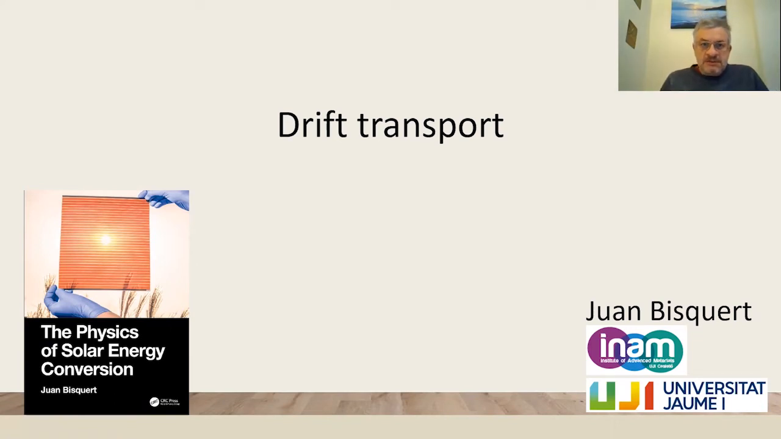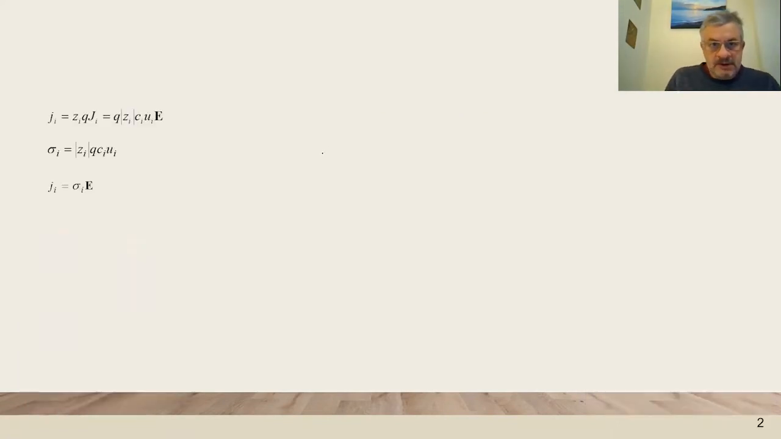Drift transport. Drift transport means that the carriers are going to move in an electrical field. So that the electron is going to move against the field. This is the velocity of the electron. And the hole is going to move with positive charge in favor of the electrical field.